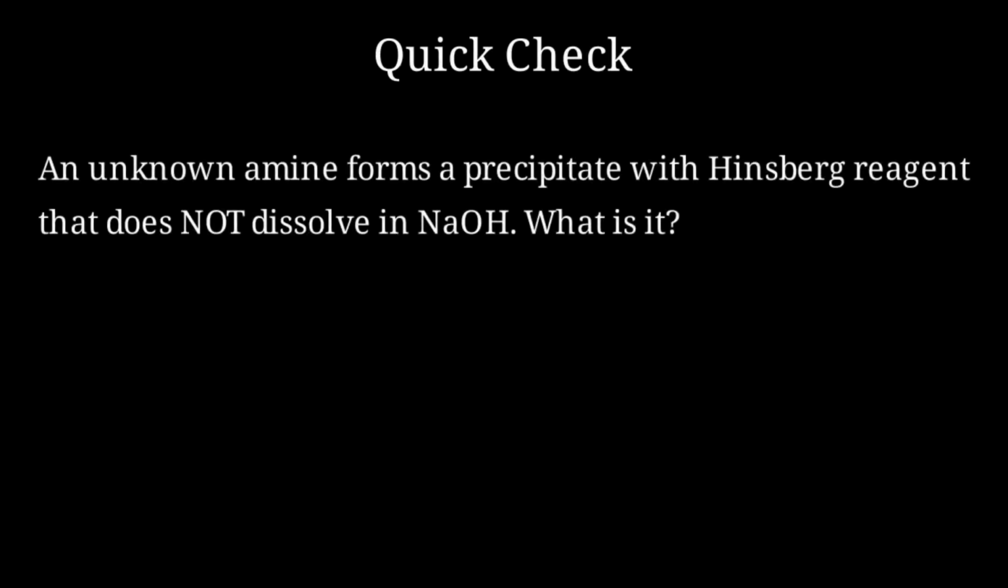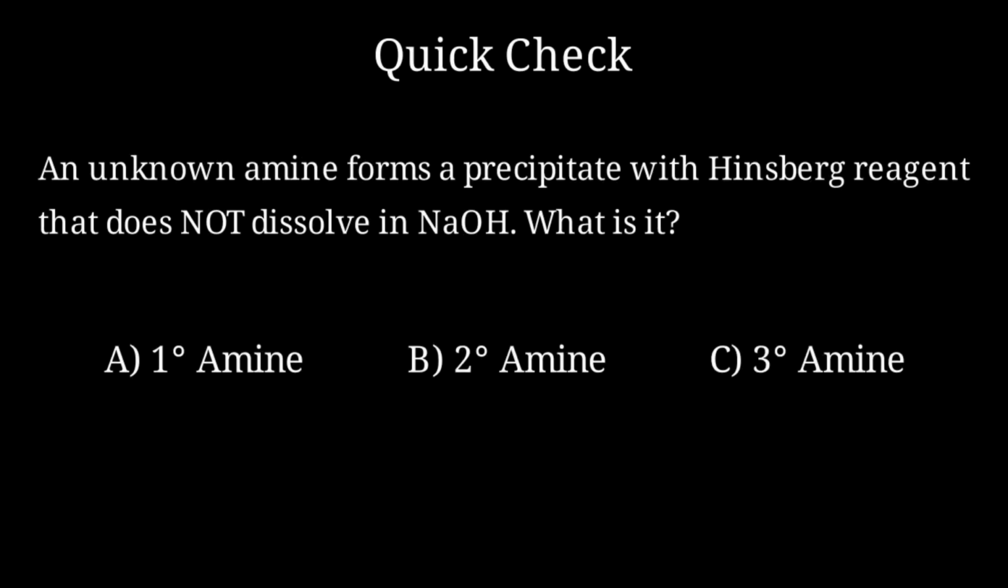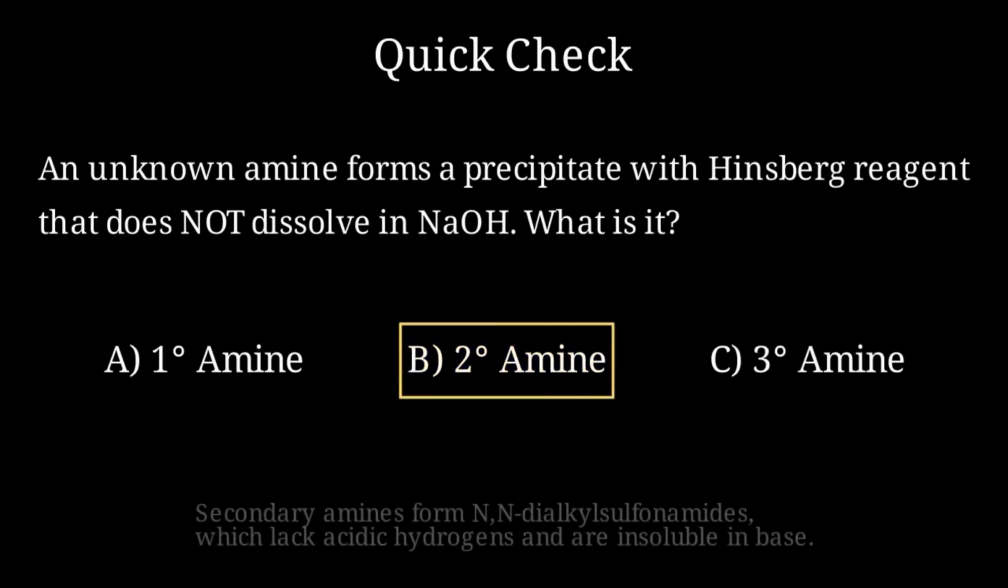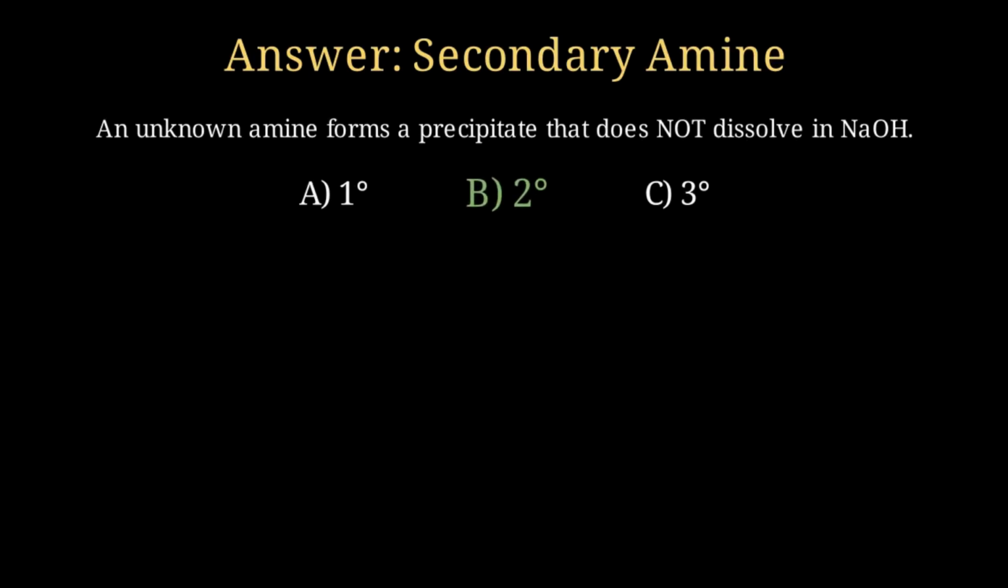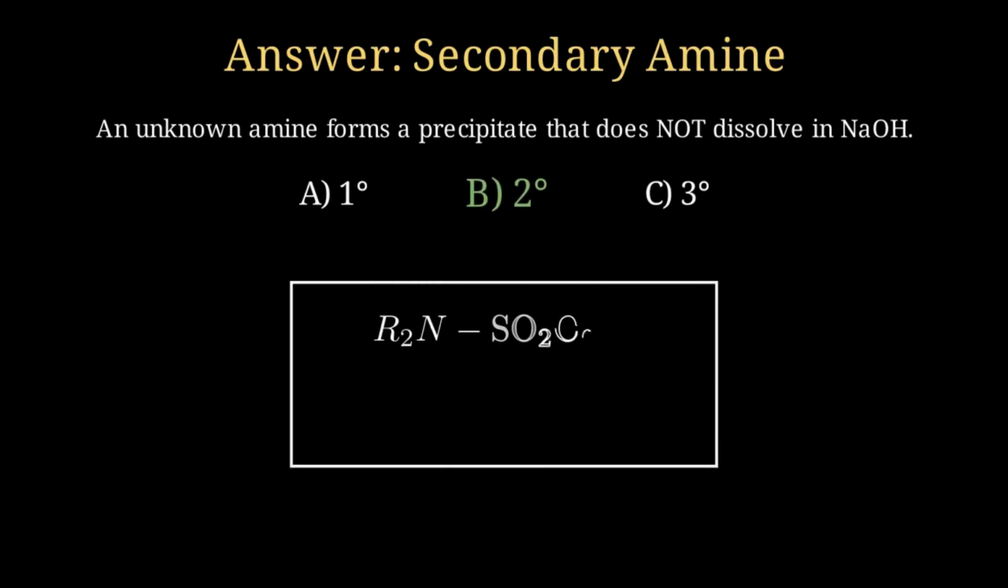Test your knowledge. If an unknown amine reacts to form a precipitate that remains solid even after adding sodium hydroxide, which class of amine are you observing? Think about the acidic hydrogen requirement. The answer is a secondary amine. Because the resulting sulfonamide lacks an acidic hydrogen, it cannot form a salt with sodium hydroxide, leaving it insoluble in the alkaline solution.